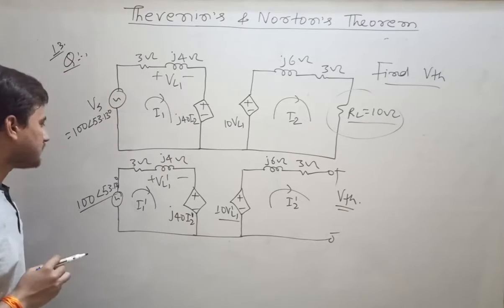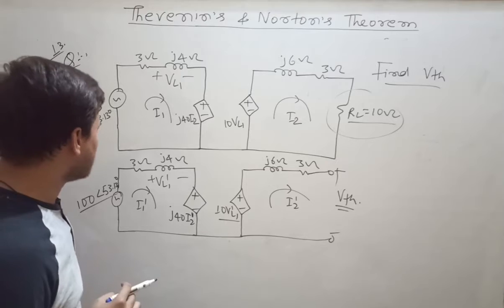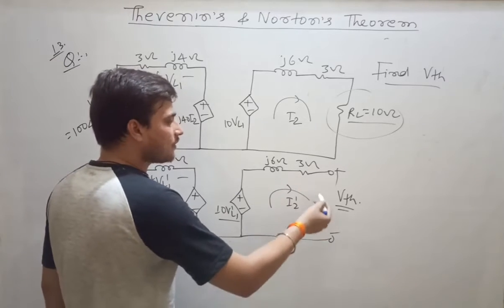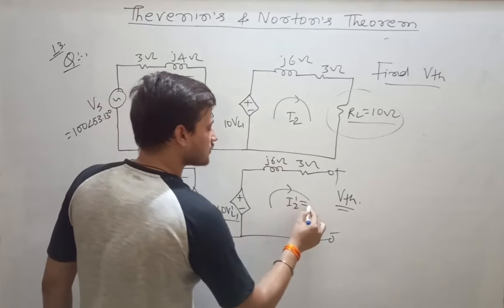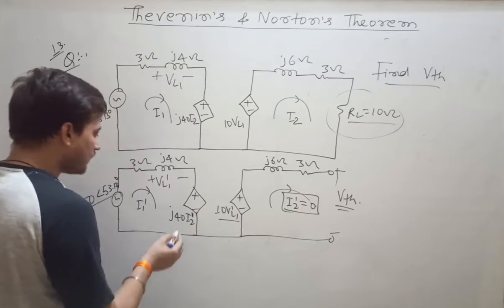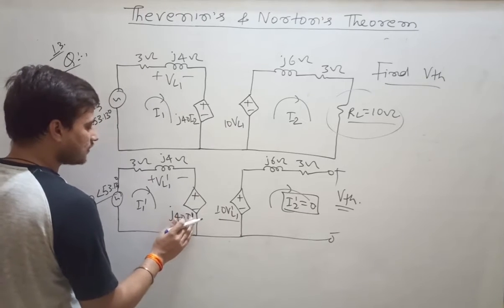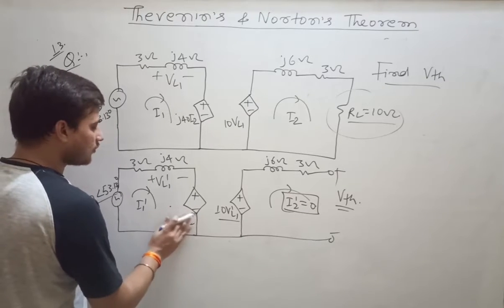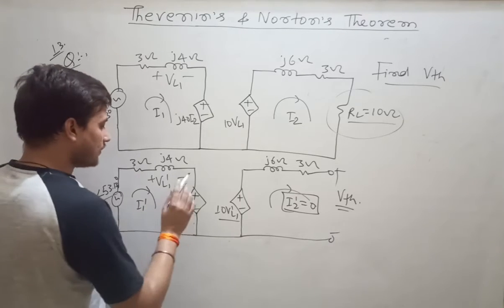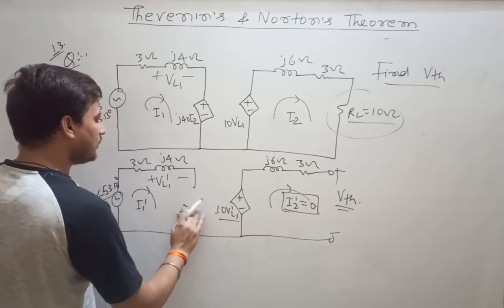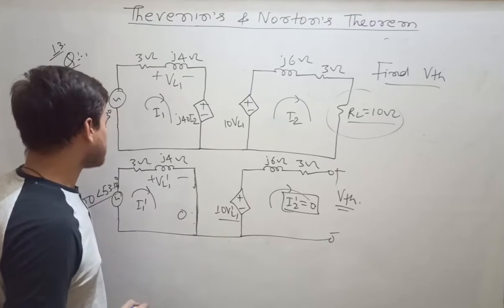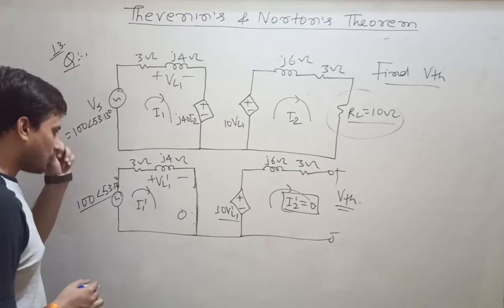Let us see how to find VTH. Once this terminal is open circuited, I2 dash will be equal to 0. If I2 dash becomes 0, then this potential will become how much? This complete set will become equal to 0. That means this voltage source's value will be 0, so you can make it short circuit now.